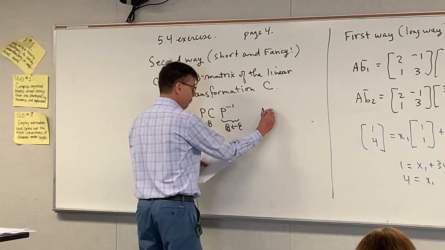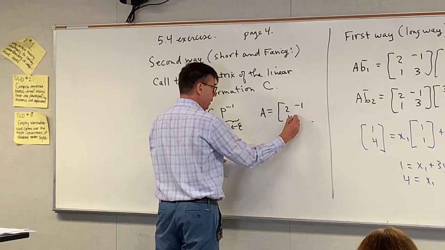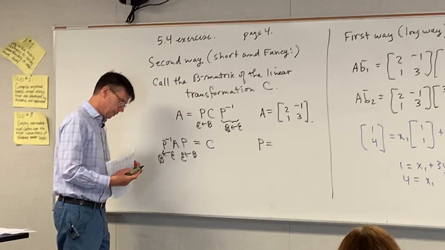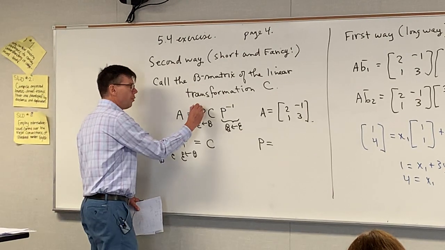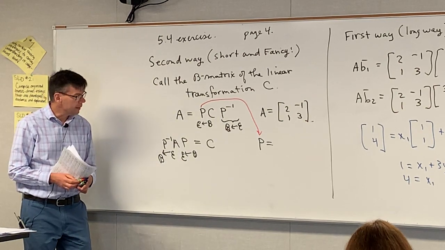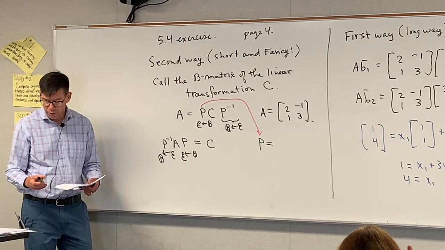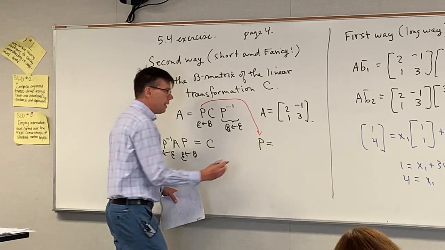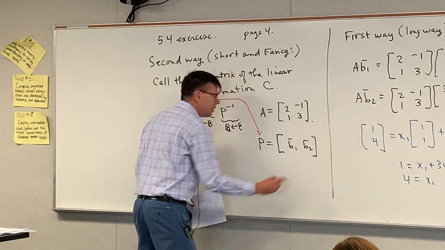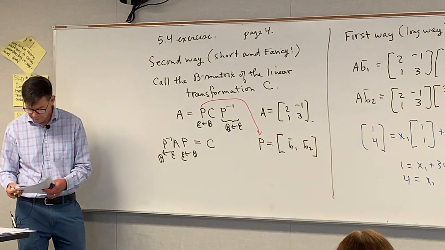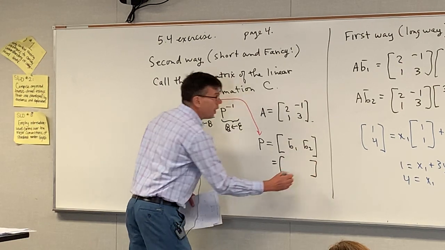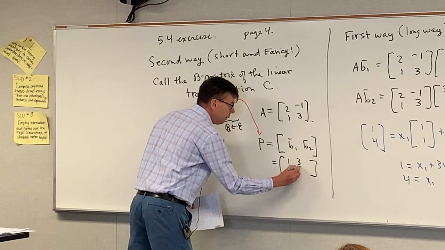Now what was our A? Our A was 2, 1, negative 1, 3. Our P matrix, somewhere in all our discussion, we actually have a rule for writing down what that is. The matrix that changes B coordinates to E coordinates is going to have B1 and B2 as columns. And just think about that. Just plug it in and see, and that'll remind you that that's what's happening. So P is just our 1, 1, 3, 0.